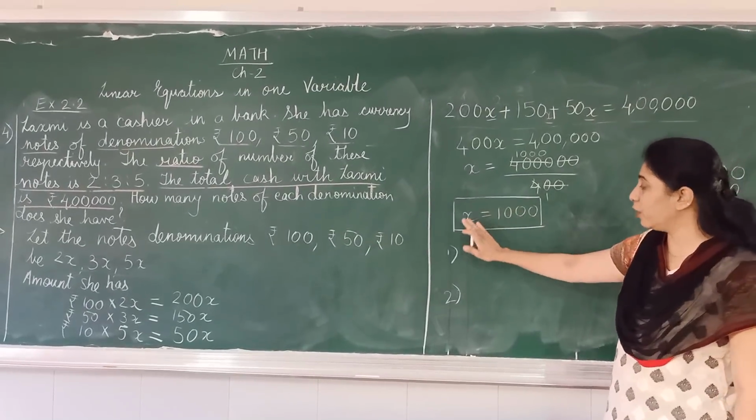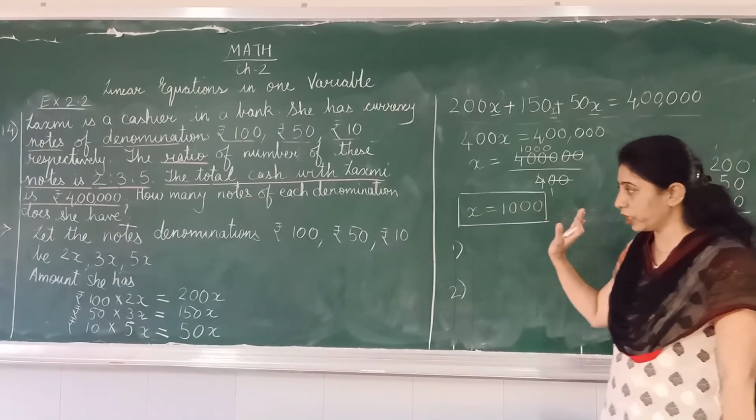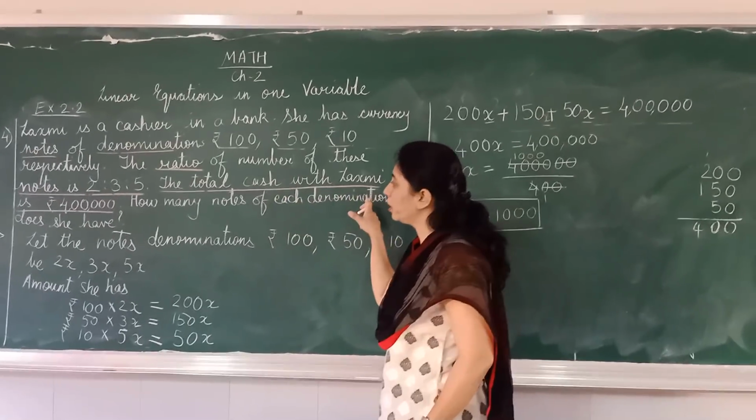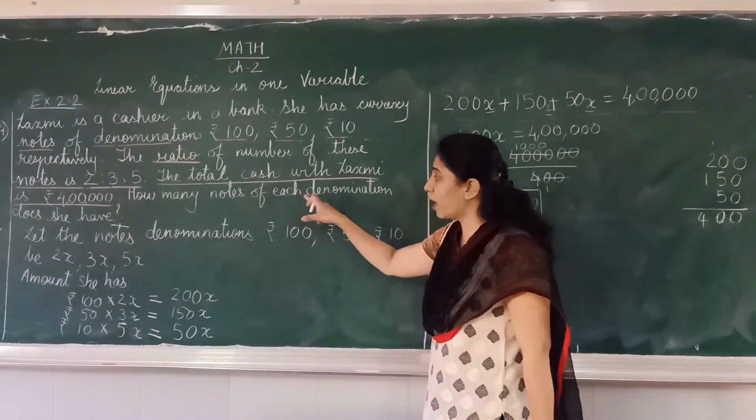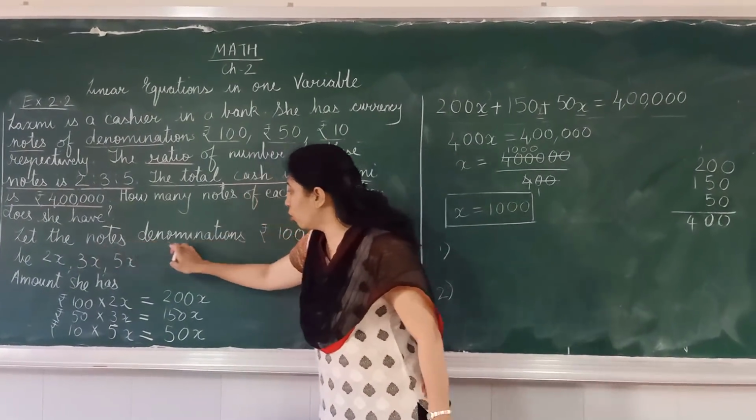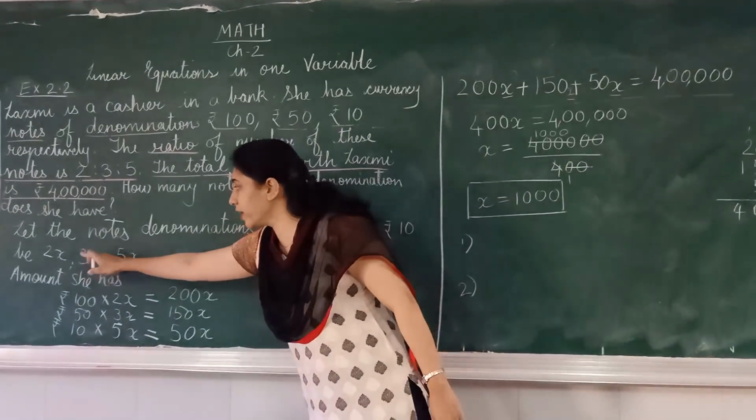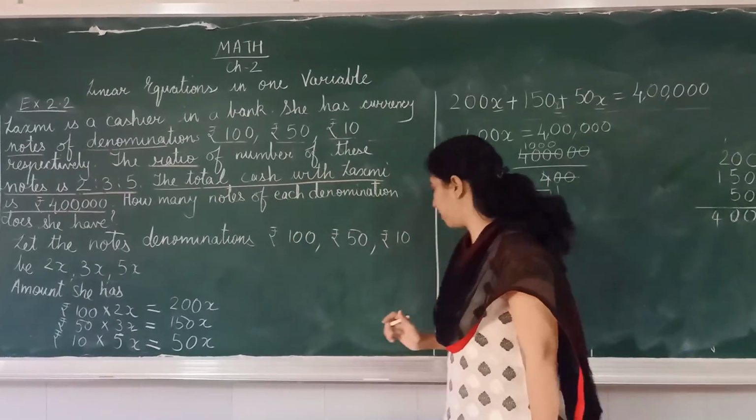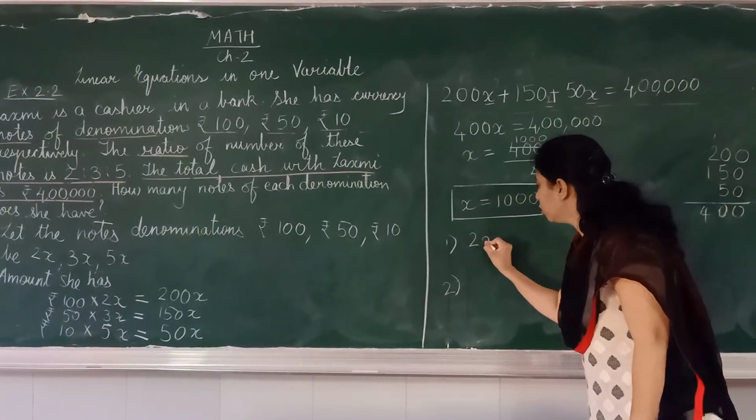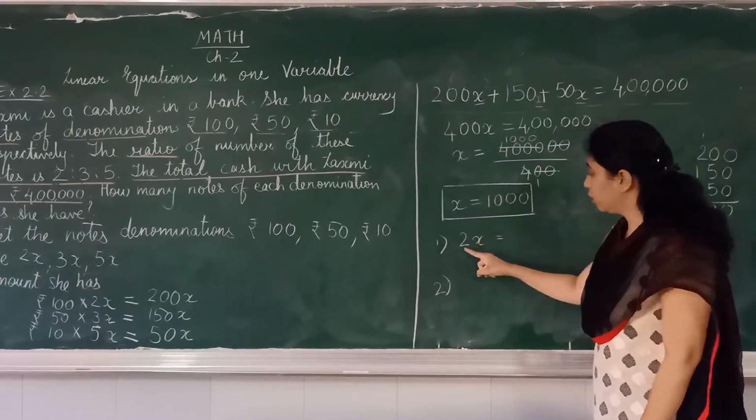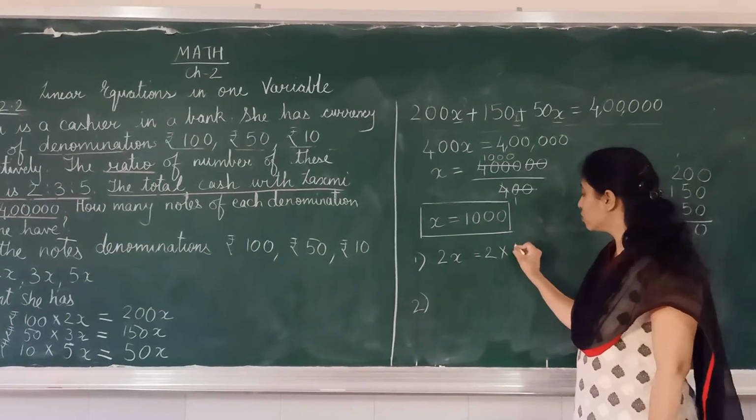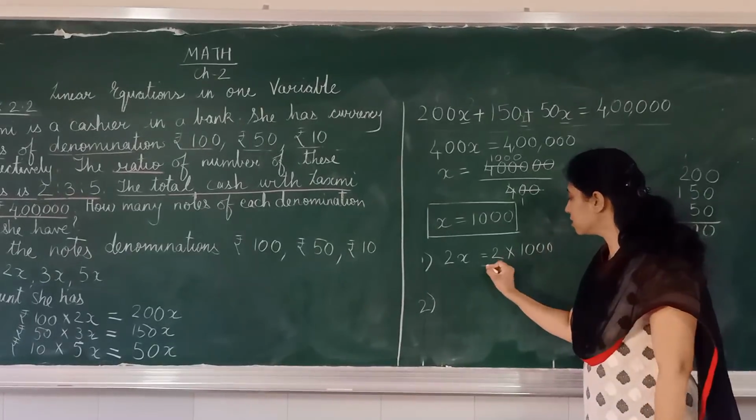So what is the value of x? It is 1000. Okay. Now what is the last question? How many notes of each denomination does she have? You have already written: let the notes of the denomination be 2x, 3x and 5x. We find each one by one. 2x is equal to 2 into the value of x, which is 1000. So your answer is 2000.